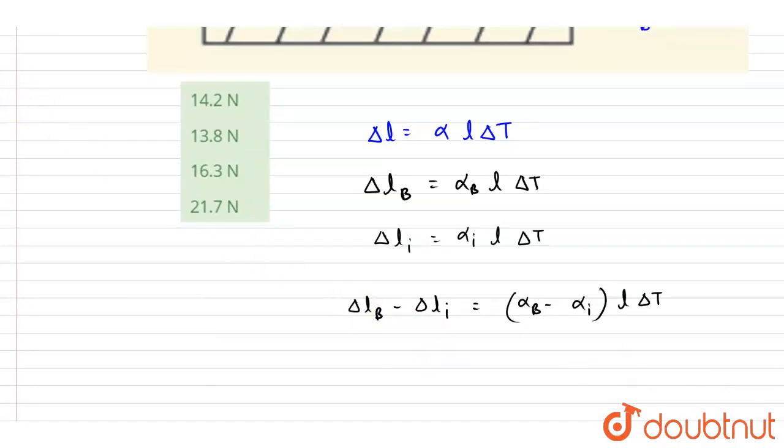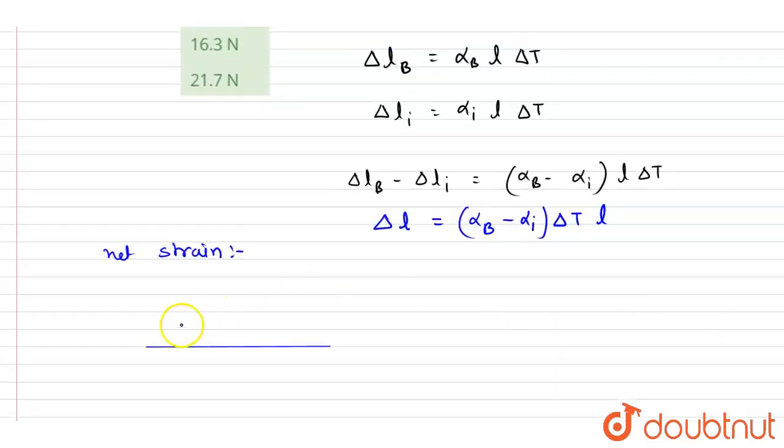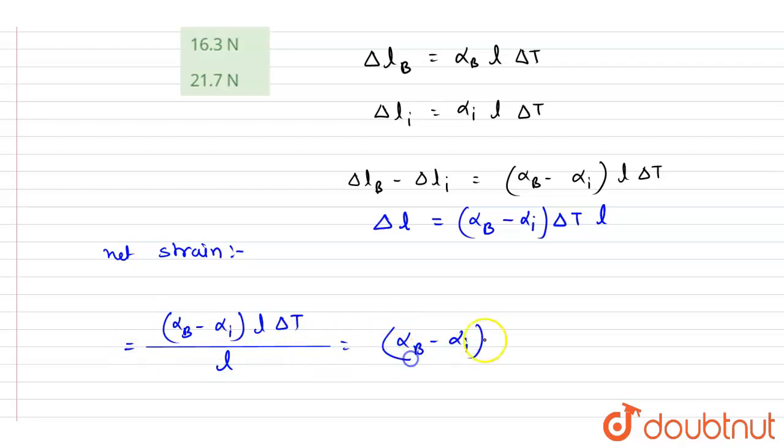So from here I can write down the net strain that this iron wire is facing, because the brass got extended more. This is the net increase in length of the iron with respect to the brass, and it is equal to alpha B minus alpha I, into delta T into L. If you divide this by L, the net strain is alpha B minus alpha I into delta T.